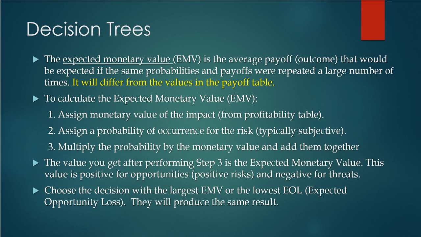All right. Also, the expected monetary value will differ from the figures in the payoff table, as the expected monetary value is essentially a weighted average of the outcome. So we would not expect it to exactly equal the items in the payoff table. It's going to be an average of items. All right. And then the last item here, the expected opportunity loss, is computed the same way.